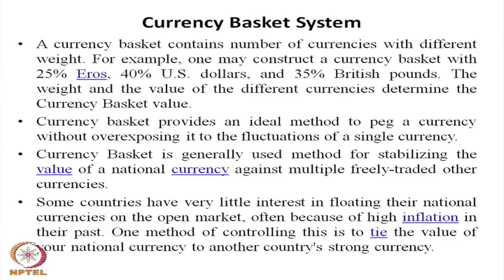If you see the currency board system, there is only a single currency, and that single currency may be the US dollar, may be the euro, may be pound sterling, may be yen. So, that country is linked to only a single currency, and they are more exposed to the fluctuation of that single currency. But in case of the currency basket system, there are 2 to 5 currencies, so they are not exposed to any particular currency's fluctuation.